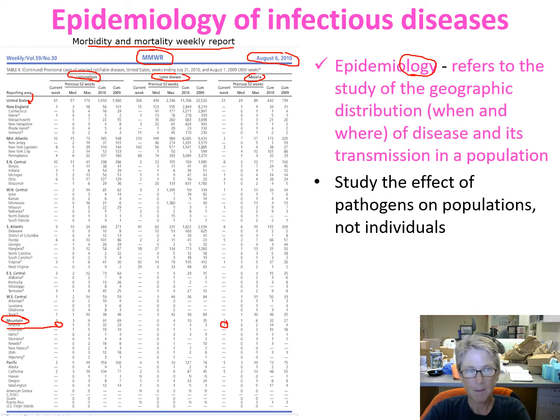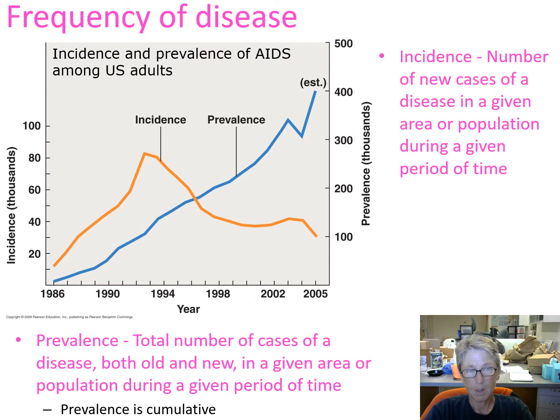You can see the diseases of interest for that week. But if you are an epidemiologist, then you like to study the effect of pathogens on whole populations, not individuals. So, frequency of a disease. Frequency just means how many cases of the disease per unit time. And then frequency can be broken down into incidence or prevalence.